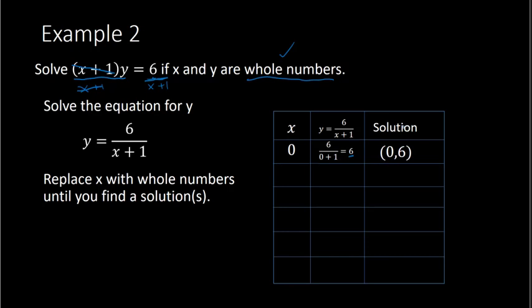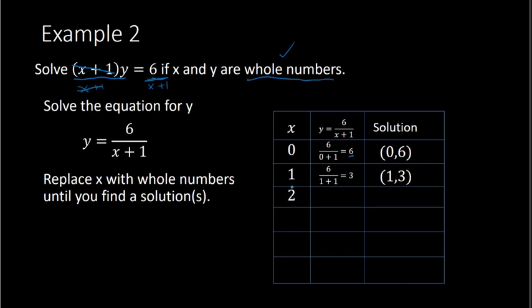Now we plug the next whole number in, which is going to be 1. So plug a 1 in for x. So now we have y equals 6 over 1 plus 1. Well, 1 plus 1 is 2, so 6 over 2 would equal 3. 1 and 3 both are whole numbers, so this would be a solution, where x is 1 and y is 3.